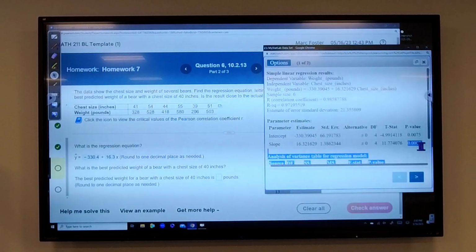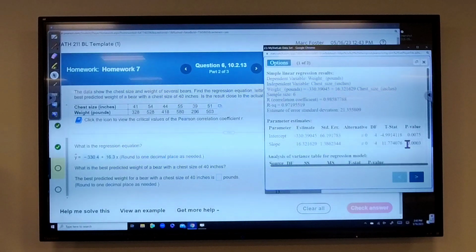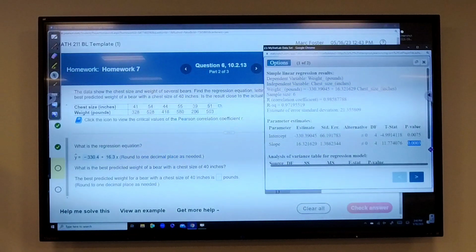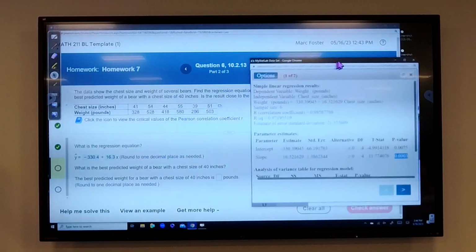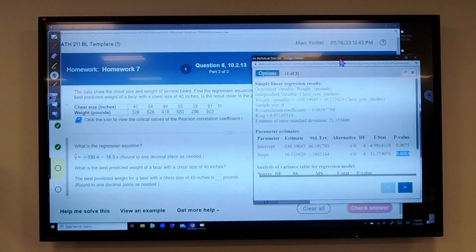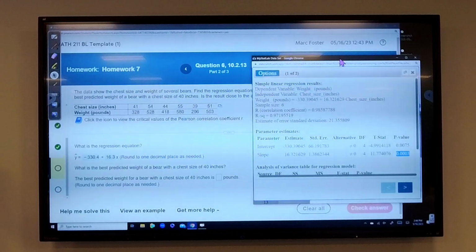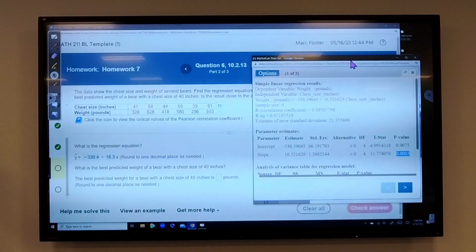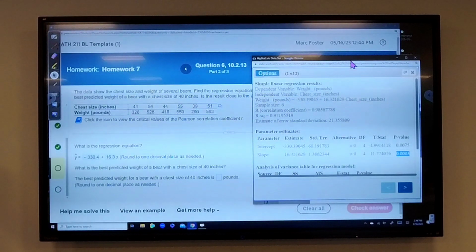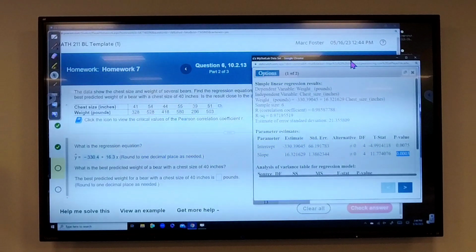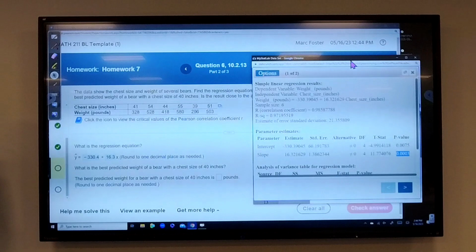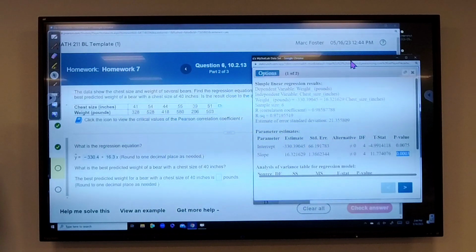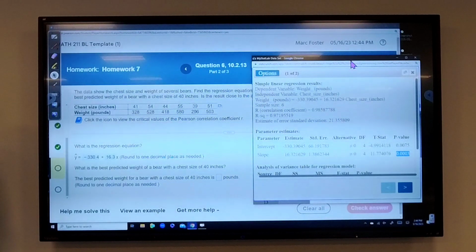Well, this p-value is really, really small. It's going to be way smaller than my alpha. My alpha is 0.05, and this is hundreds of times smaller. So I'm safe to reject. So I'm going to use the line.